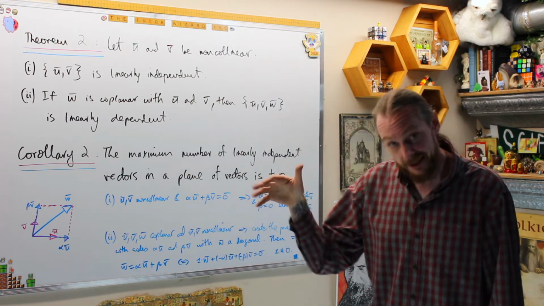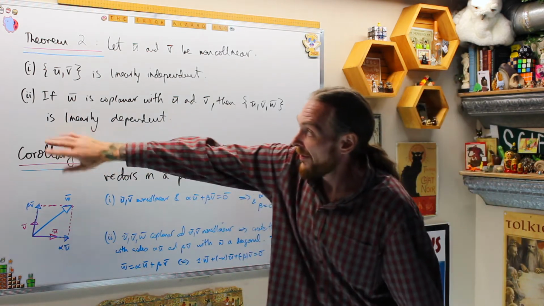And that will be why a plane is two-dimensional. What's the proof of the theorem?